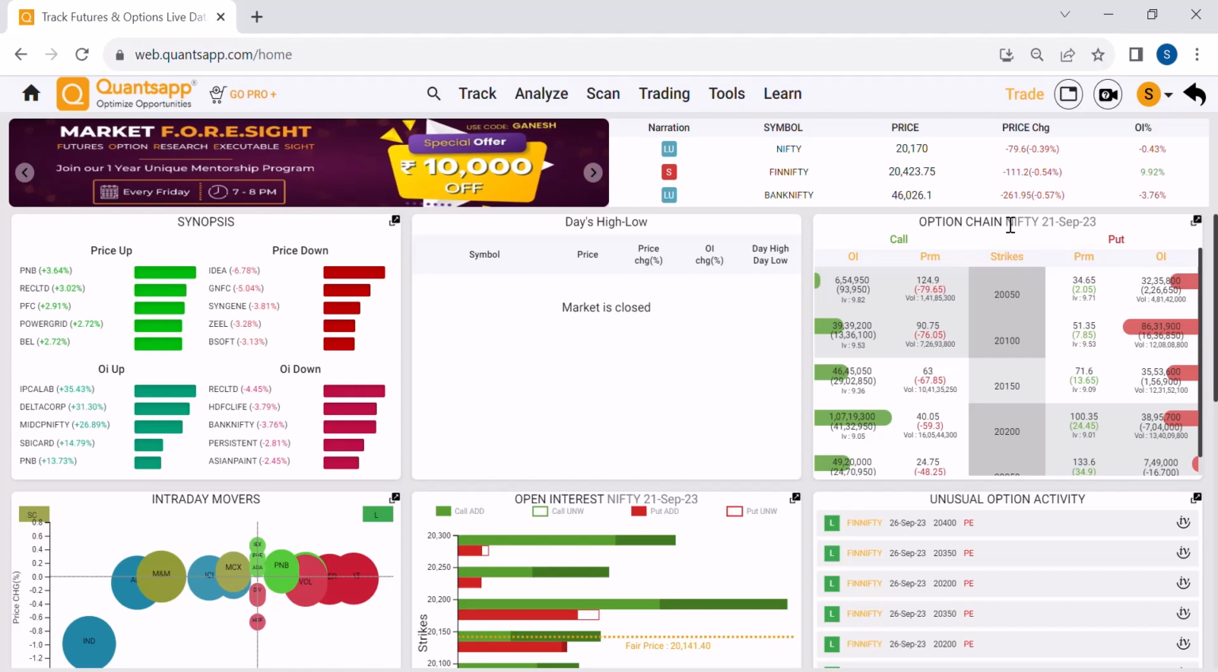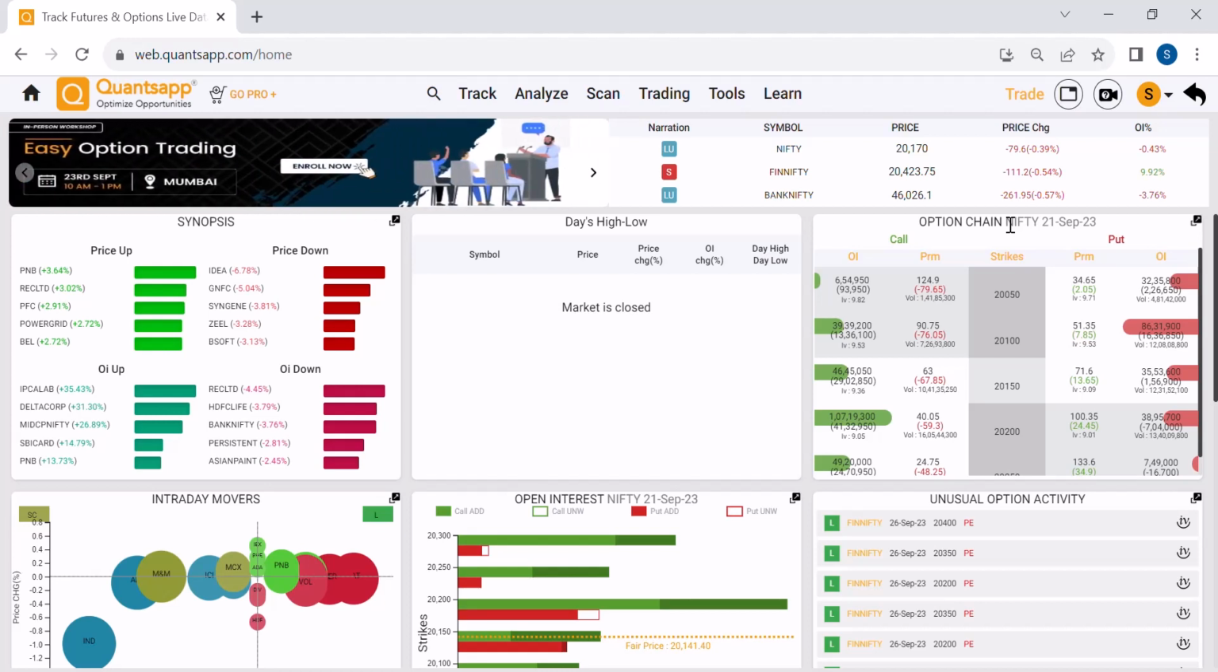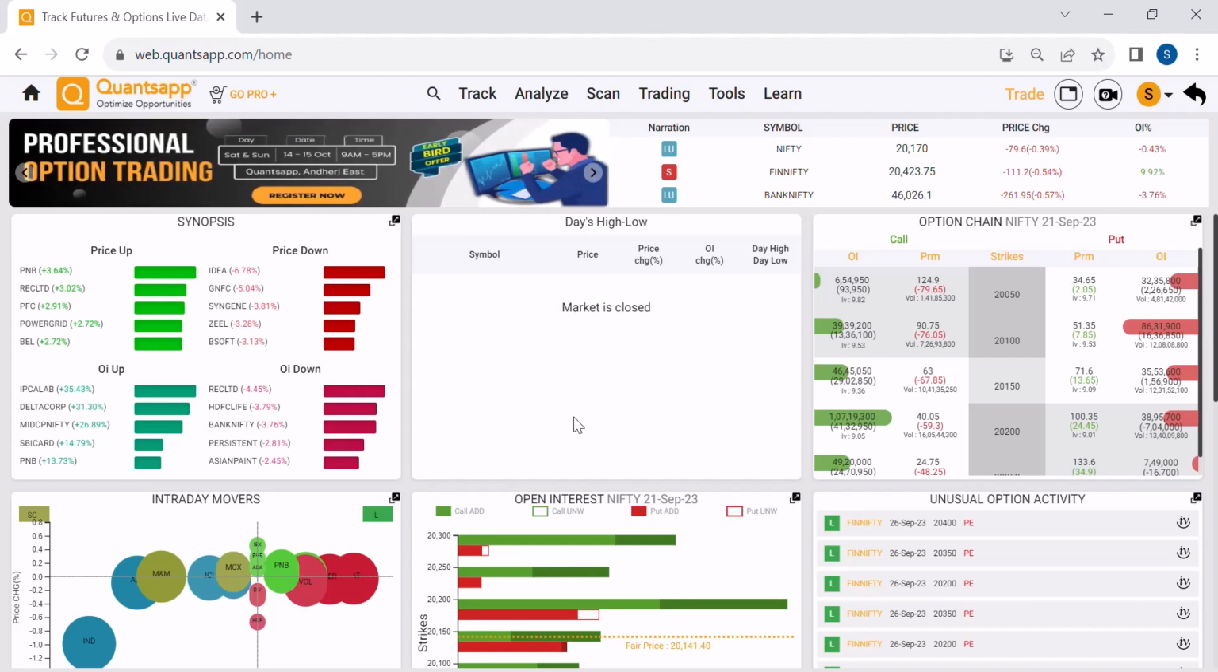Today we will learn about a few intraday trading strategies, wherein we will understand how we can trade intraday options with an edge, and learn a few buying and selling strategies.